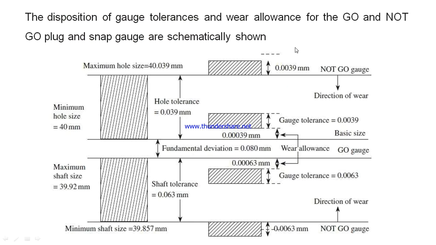When we depict all the allowances, the disposition of gauge tolerance and wear allowance for the go and no go plug gauge and snap gauge are shown symmetrically below. Look at this, this is the fundamental deviation, this is the lower limit equal to basic size, that is 40 mm. We have to add the wear allowance and gauge tolerance, and we get the exact size for the lower limit of this particular plug gauge. Higher limit of the plug gauge for hole is nothing but this basic size plus hole tolerance, and you get the upper limit, same as for the shaft.